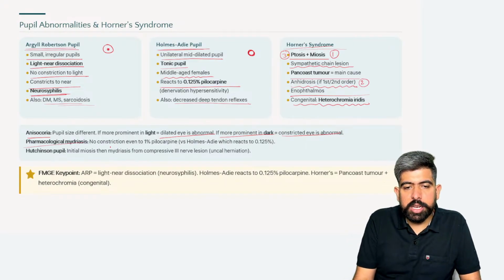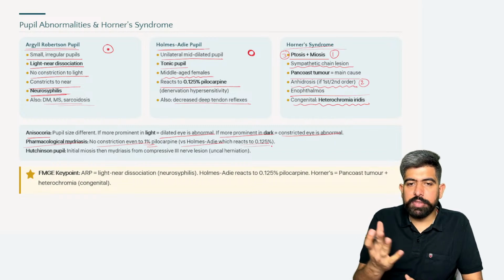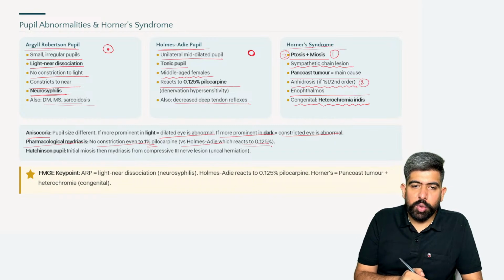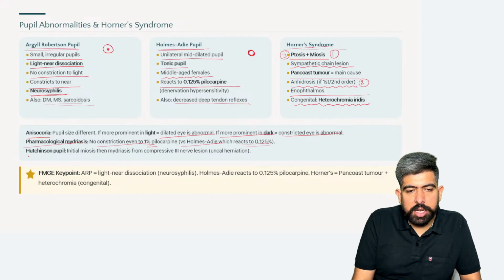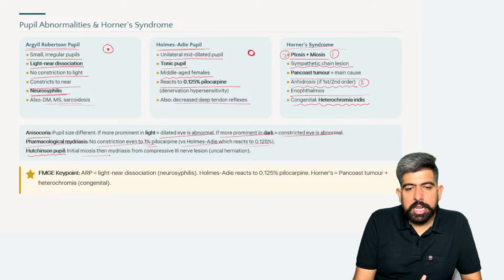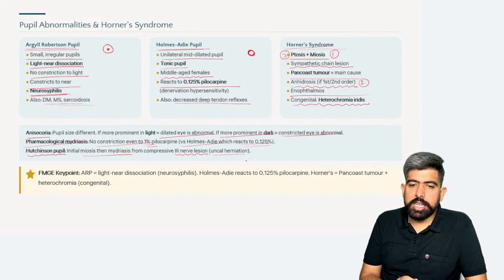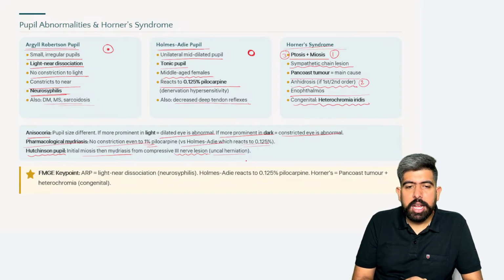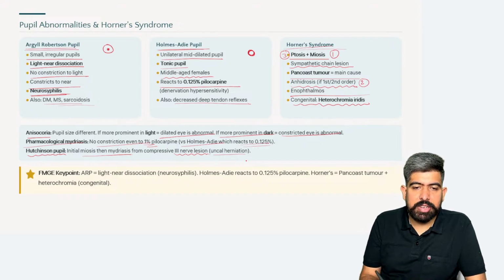Pharmacological mydriasis, if I'm talking about it, there is no constriction, even with 1% pilocarpine. Holmes-Adie pupil reacts with 0.125% pilocarpine, right? Also, Hutchinson's pupil, please remember, is initial miosis and then mydriasis, in the compressive third nerve lesion, which is the uncal herniation. We see it in third nerve compression, right?